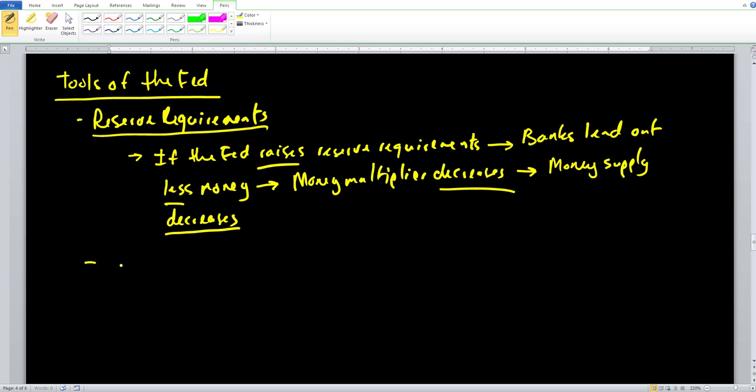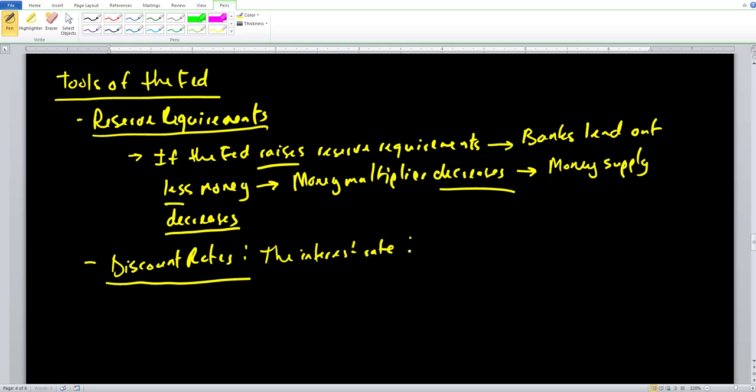The second tool that we can take a look at is the discount rate. The discount rate is the interest rate that the Fed charges commercial banks to borrow reserves from a regional Fed bank. So this falls back onto the idea that the Federal Reserve is the lender of last resort.